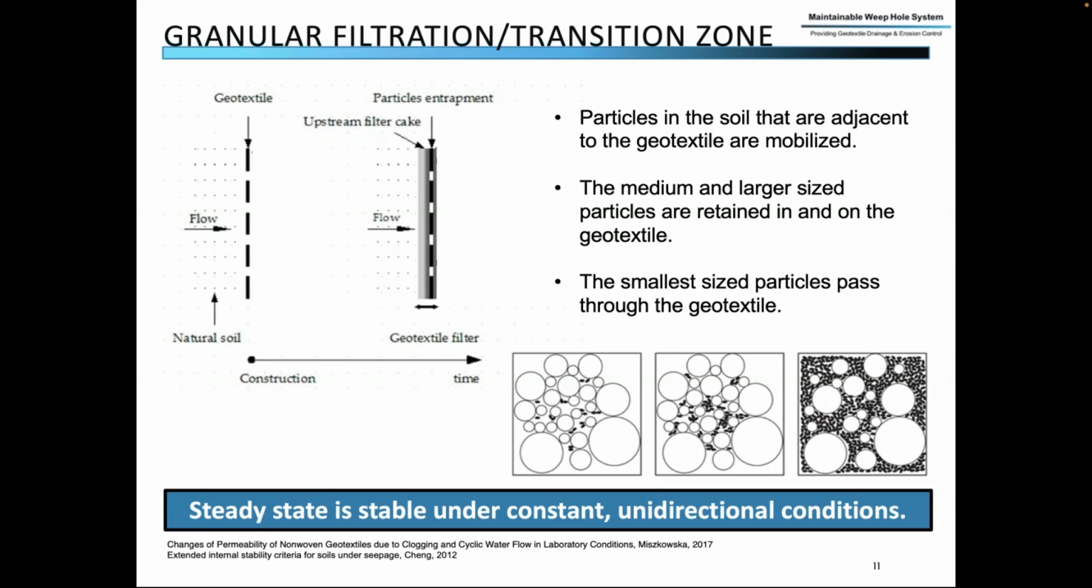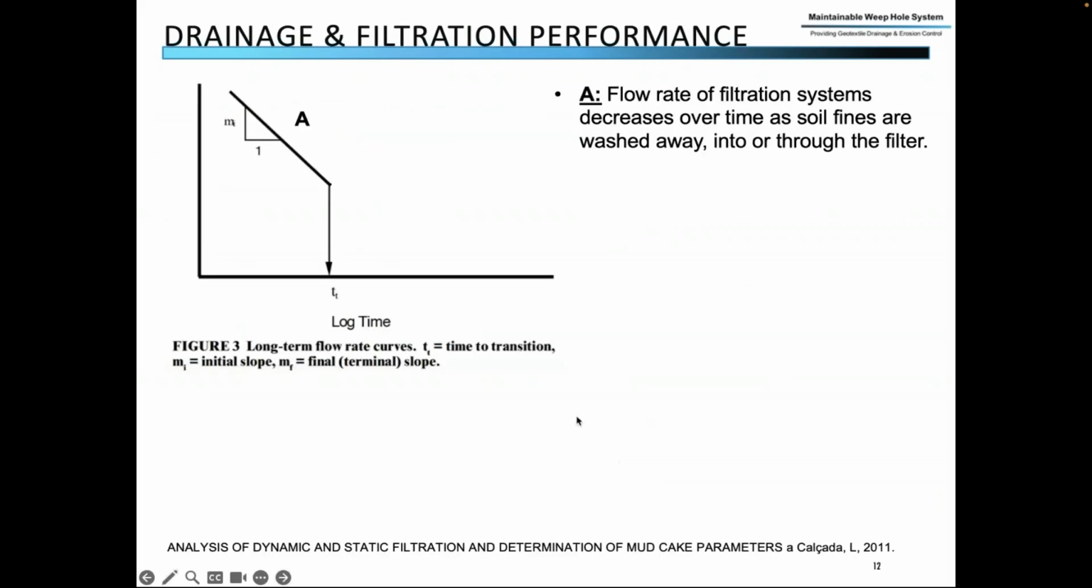It is basically a granular filtration component that is built up on top of the geotextile filter fabric. That's the perfect situation, and that's what provides the drainage and stops other soil fines from passing through. But when you put a geotextile filter fabric into backfill, the drainage performance will start to decrease. So as this filter cake builds up, or as the geotextile becomes clogged, drainage performance decreases.